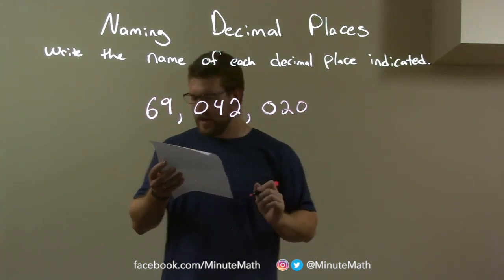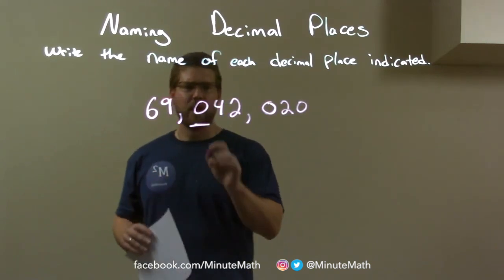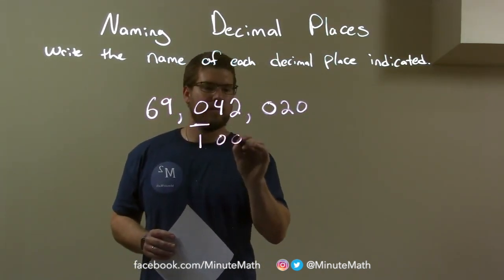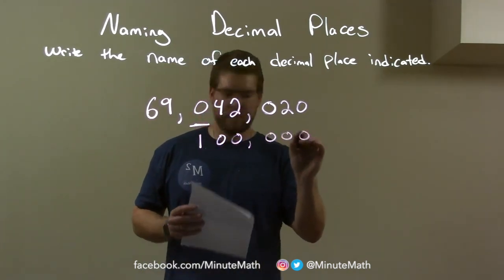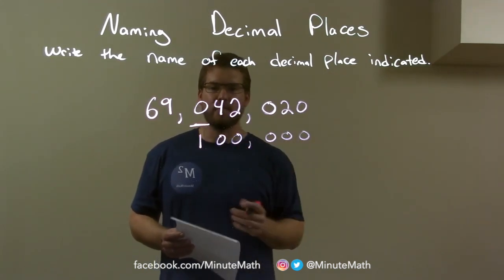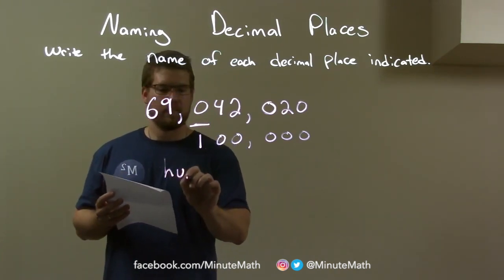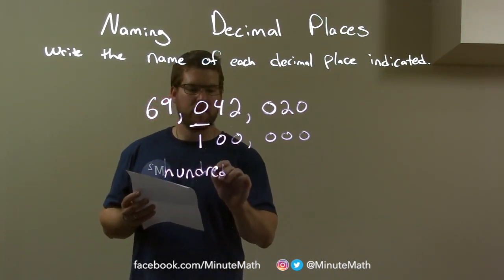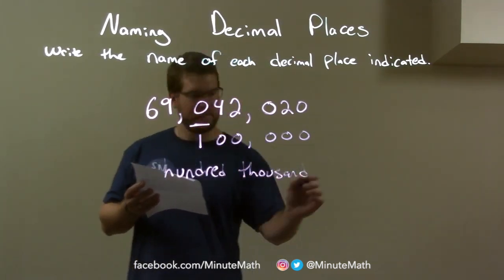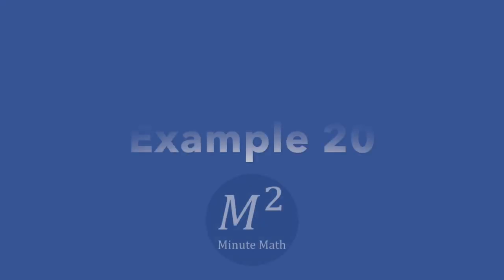69,042,020. The indicated number is right here, that's 0. What I like to do is put a 1 underneath that 0 and put zeros the rest of the way, 0, 0, 0, 0, 0. That number is 100,000. So that placement is the 100,000th place.